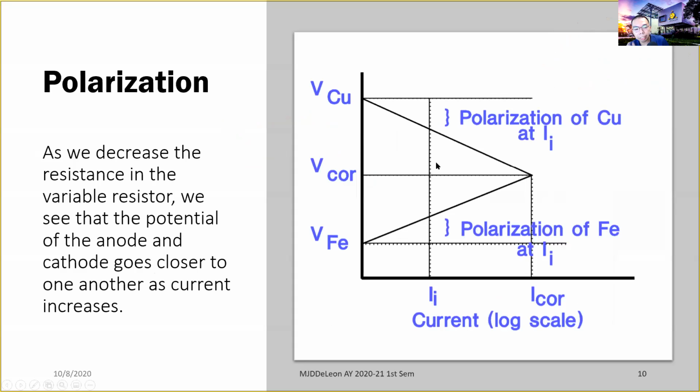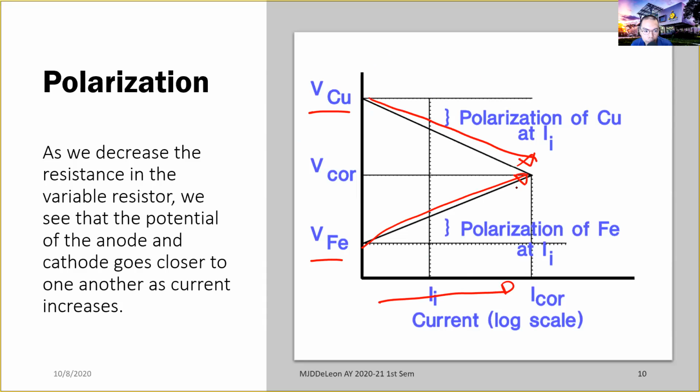As we decrease the resistance of the variable resistor, we're approaching a condition in which nagiging short circuit na siya. So pag short circuit na siya, yung resistance within the circuit or in the diagram becomes zero because we decrease the resistance, nagiging flow na lang siya ng electrons. We see that the potential of the anode and the cathode, as the current increases, tends toward a more central value.